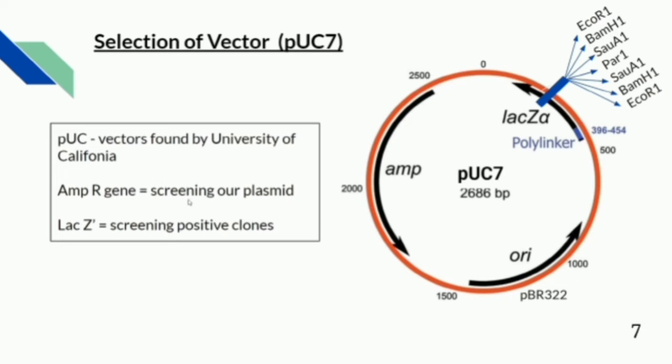Ampicillin resistance gene is used to screen the cells that contain only our vector and lacZ-alpha gene is used for selecting the positive clones and subcloning it further to get accurate results. ORI and ampicillin resistance gene are taken from pBR322 vector.